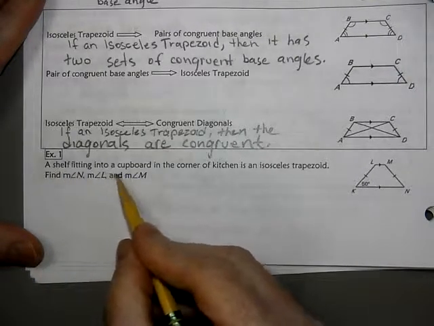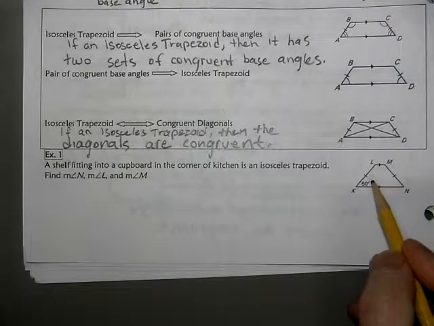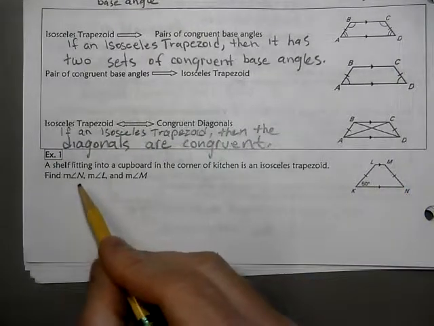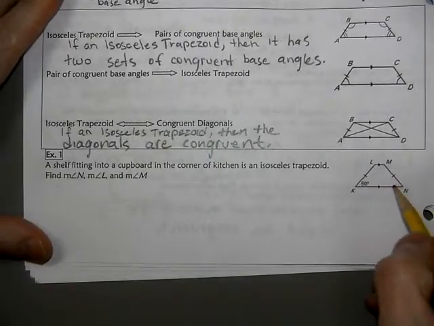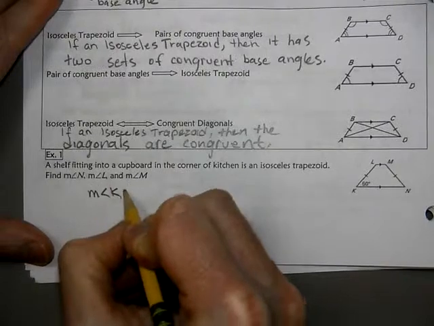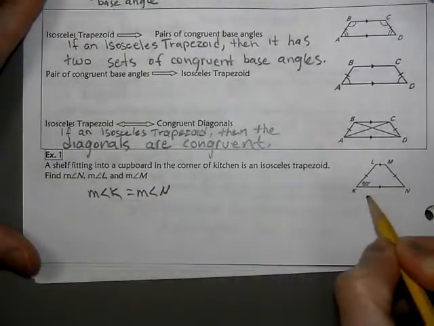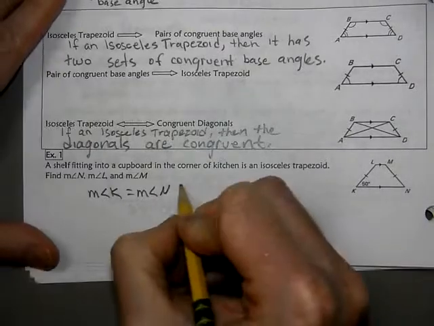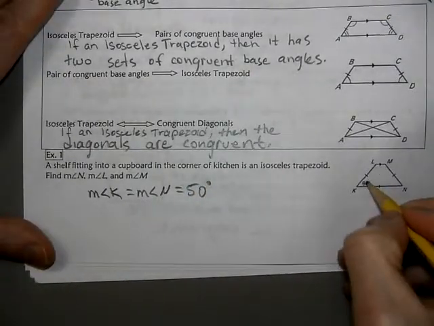A shelf fitting into a cupboard in the corner of the kitchen is an isosceles trapezoid. Find the measures of N, L, and M. Well, if this is an isosceles trapezoid, we know that the measure of angle K is going to also be the measurement of angle N, because those are considered base angles. So both of those are going to be 50 degrees.